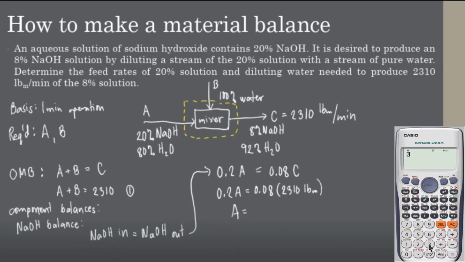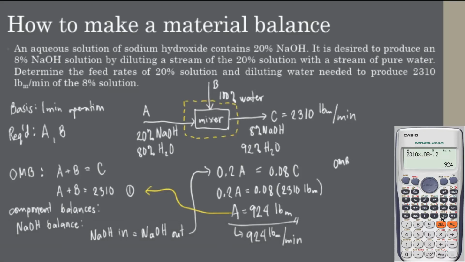Substituting, that is 2310 times 0.08 divided by 0.2. This is the mass of stream A, 924 pounds mass. Since our basis is 1-minute operation, you can also say that the mass flow rate of stream A is 924 pound mass per minute. Now that we have the mass of stream A, we can substitute this back to our overall material balance or OMB in order to determine the value of stream B. Rearranging our OMB, we have the equation B is equal to C minus A.